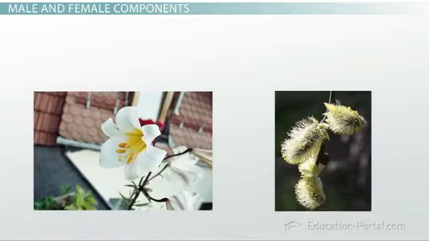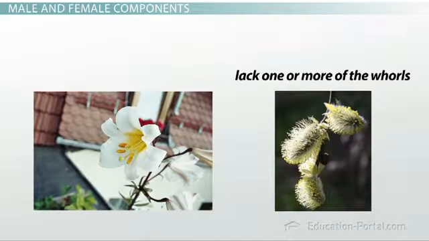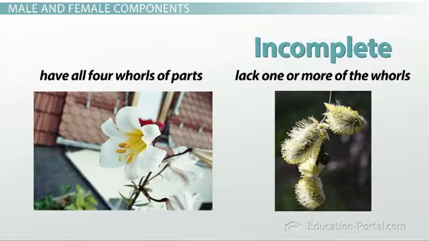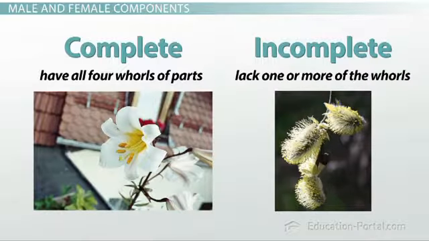The last two whorls contain the male and female parts of the flower. Remember that if one of these whorls is missing, the flower is considered to be incomplete. However, if it contains all four parts, including both the male and female parts, then the flower is complete. Let's first look at the male parts.